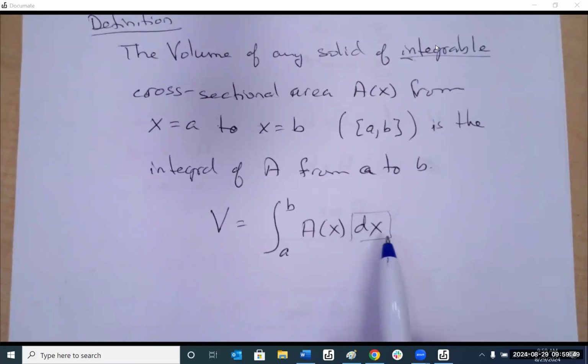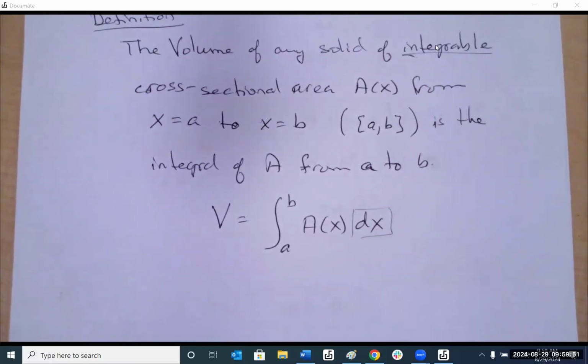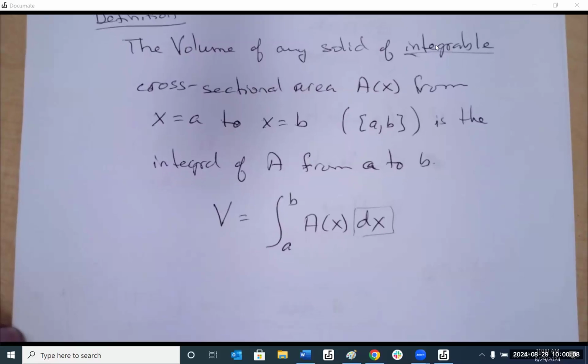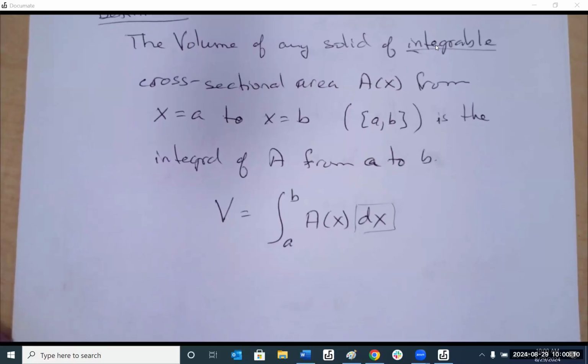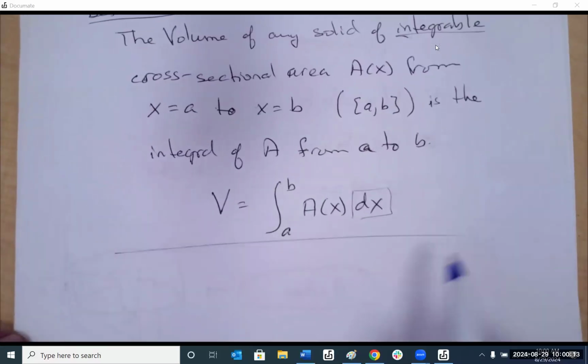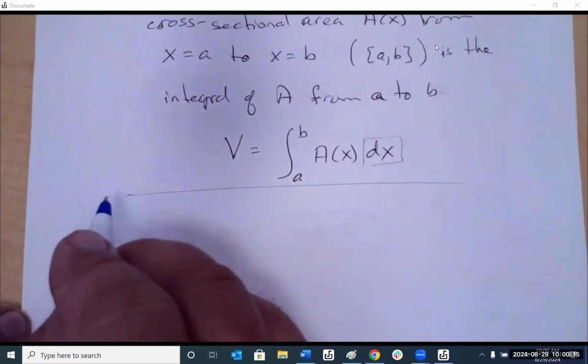Because we have the area, dx is our width, the delta x part, because we're integrating with respect to each one of these slices. And that's what's happening there. For an example here, there is example one. I put down the steps also.